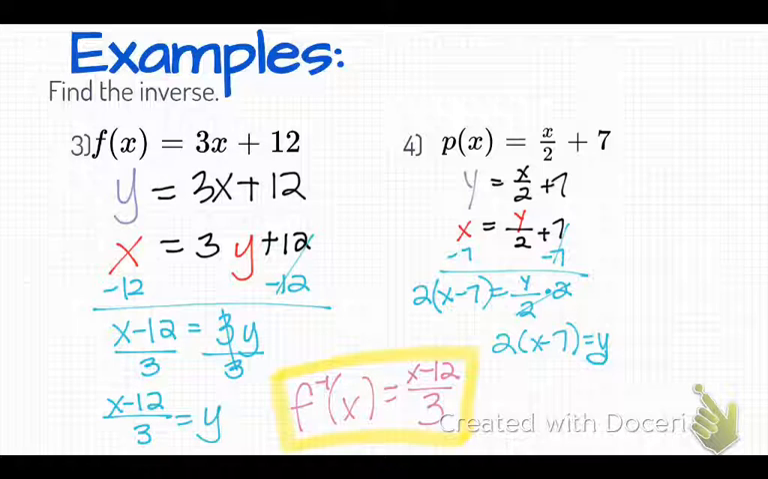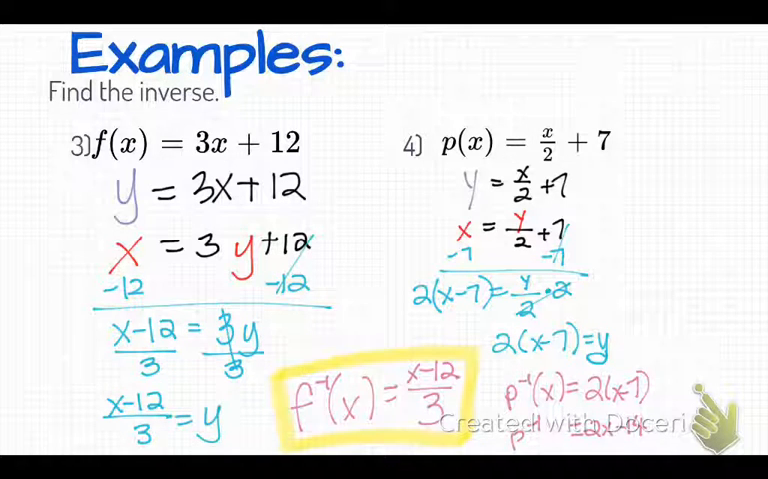No. Can I? Yeah. But if I don't, will it be wrong? No. So actually, the last step to make this right is P inverse of x equals, and I can either write it as 2 times x minus 7, or I can write it as 2x minus 14. These will both be correct. Does it matter to me which one you use?